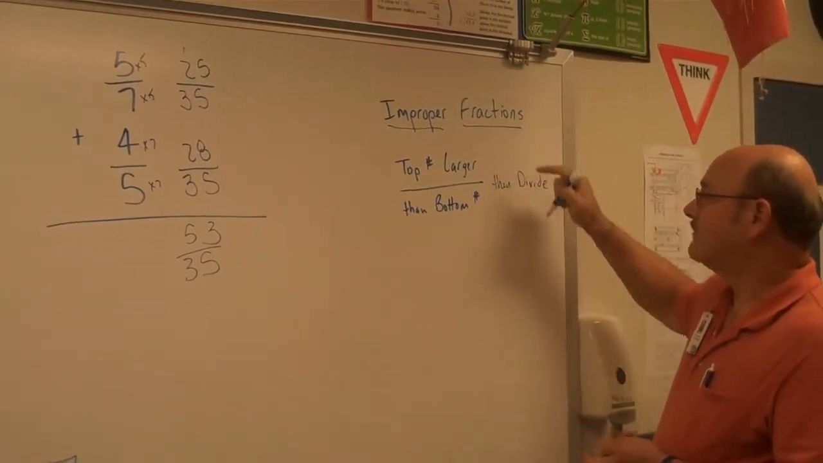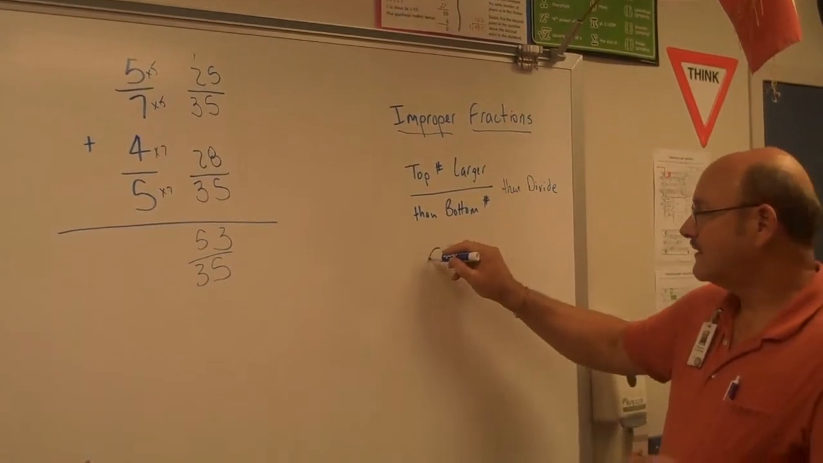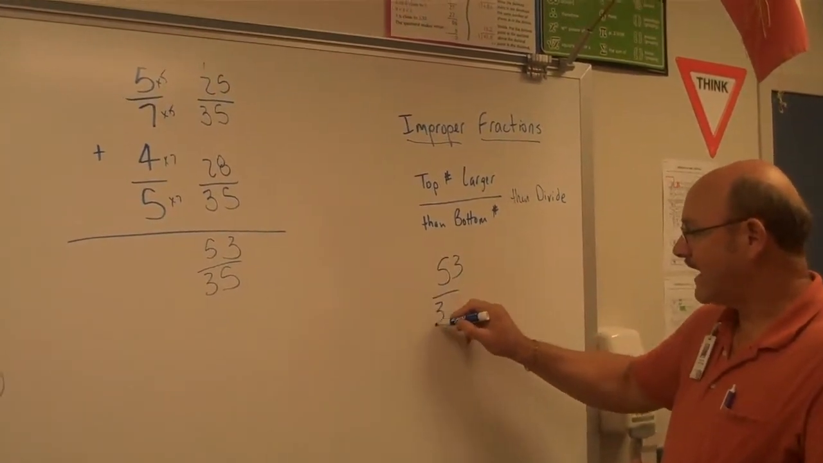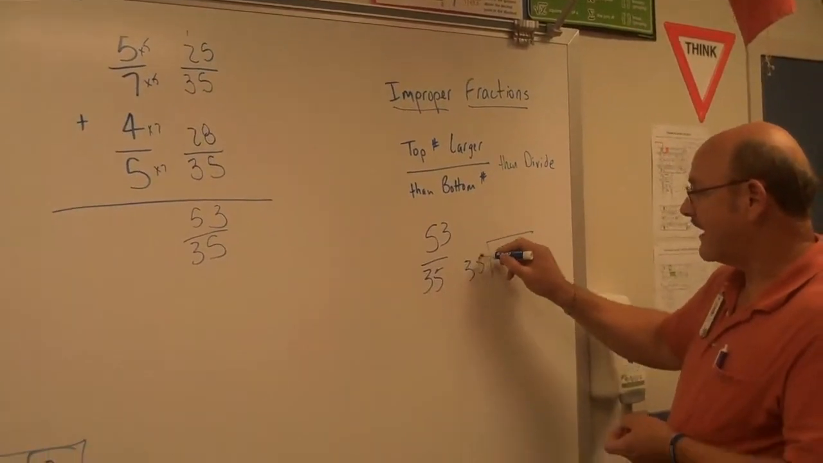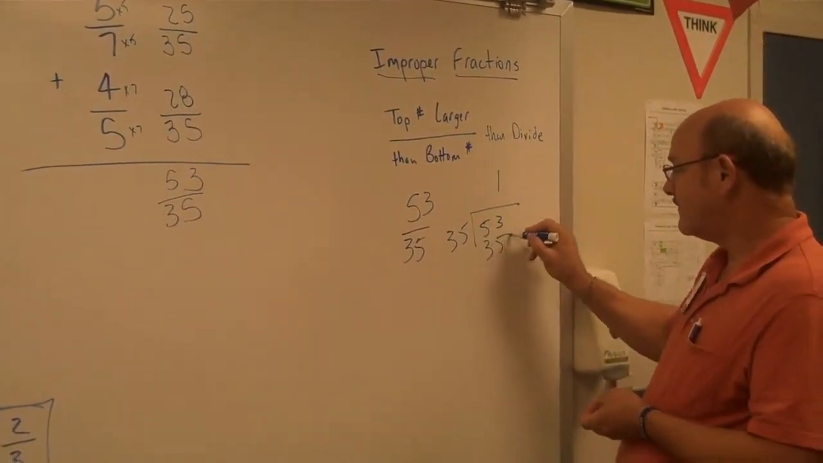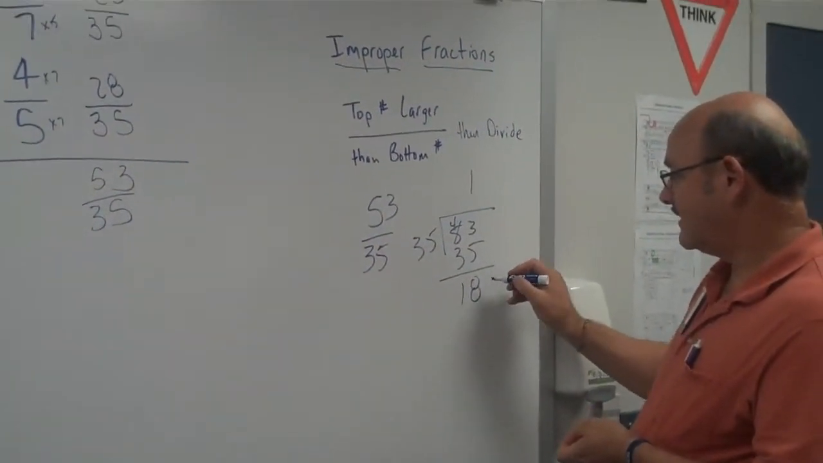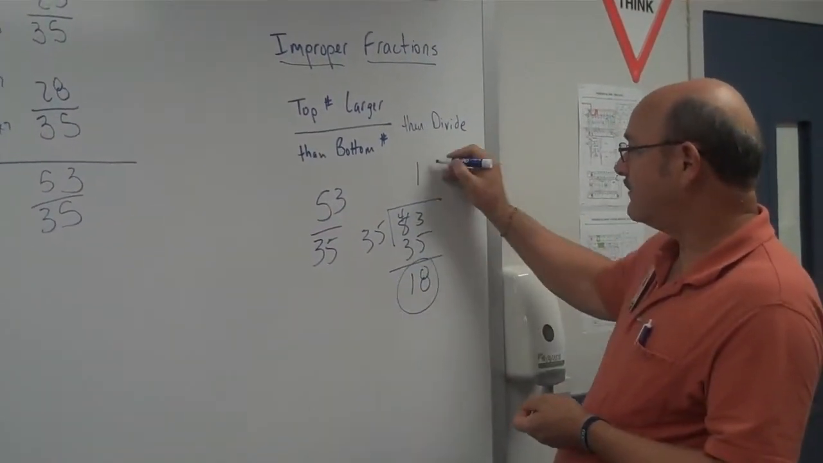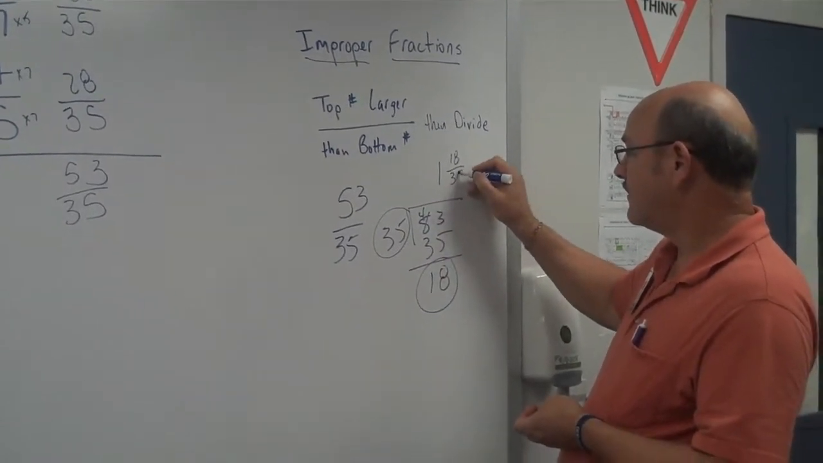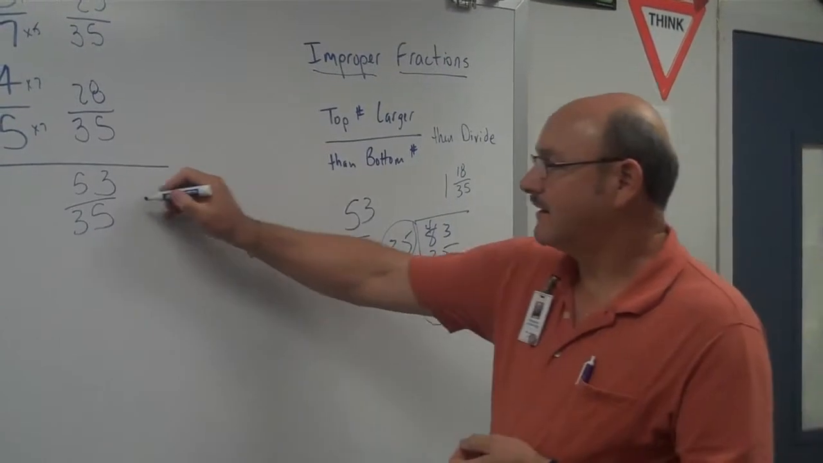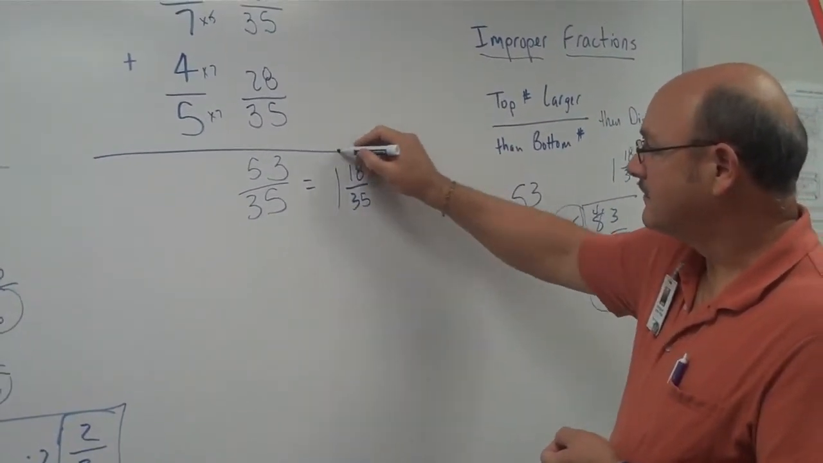That means that you must divide them to reduce. 53 over 35 would be 53 divided by 35. That's 1. 35 from 53 is 18. This becomes your new top number. This is your bottom number. 1 and 18/35. That would be my reduced answer.